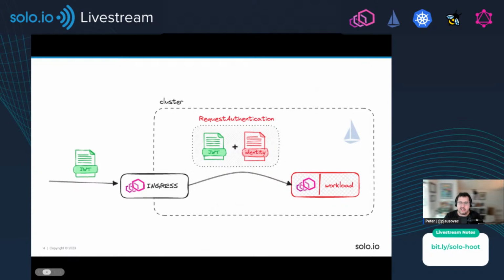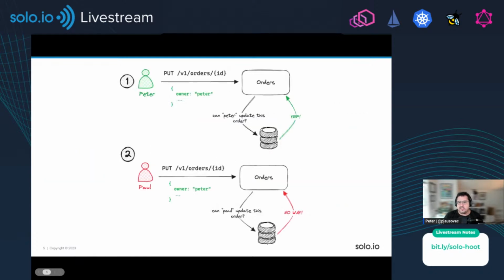So the combination of the request authentication resource and the authorization policy resource in Istio allows us to make, let's say, a JWT token required for requests. We can decode and validate a JWT token. We can extract the claims from the token and then use them in virtual services, for example. Now, note that this matching against JWT claims in Istio is currently supported in the gateways, but not between the workloads in the mesh.